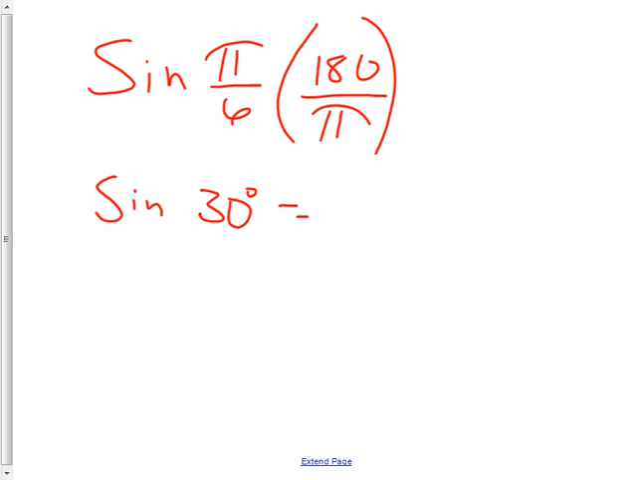What's that? Well, you got to know your 30, 60, 90s and your 45, 45, 90s. If you do, you'll be able to tell me what that is. So draw me the little triangle, and hopefully you have those sides memorized on the 30, 60, 90 triangle, and then this will be a snap.